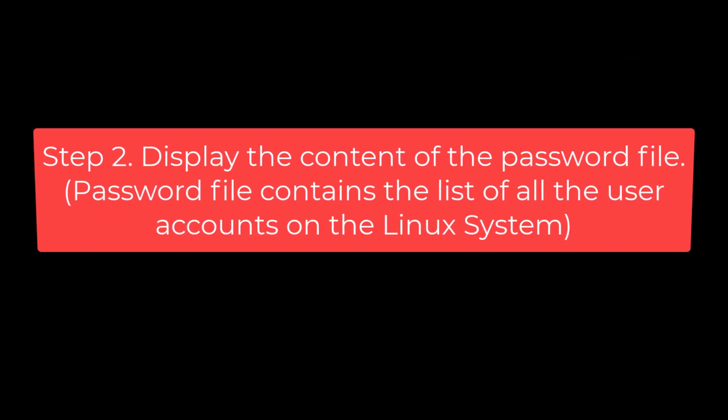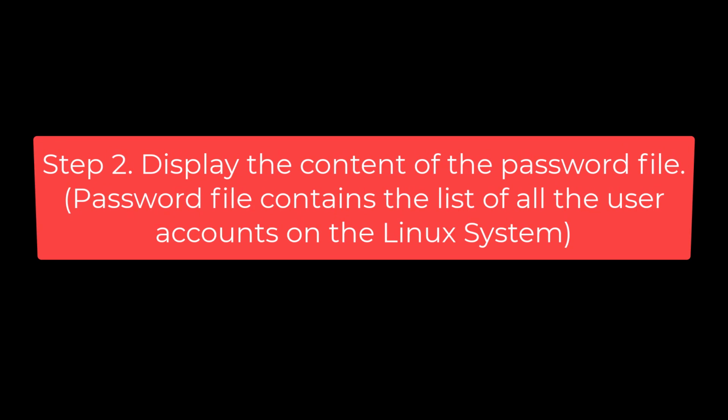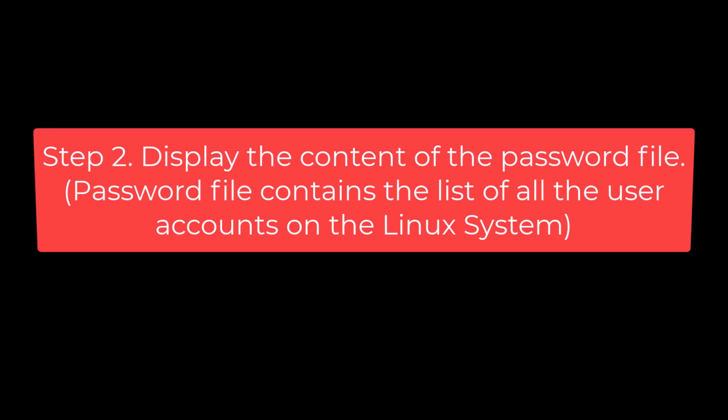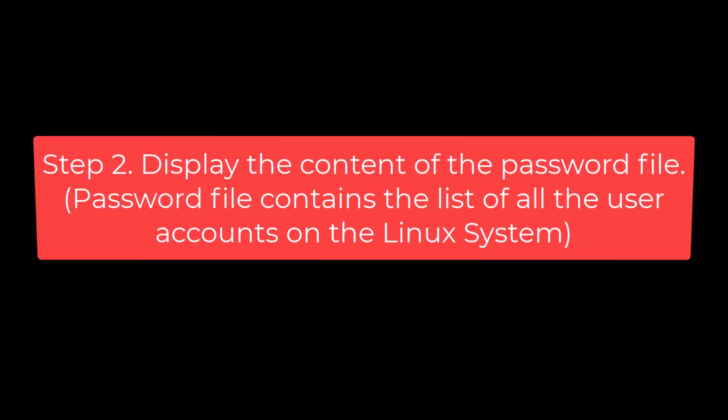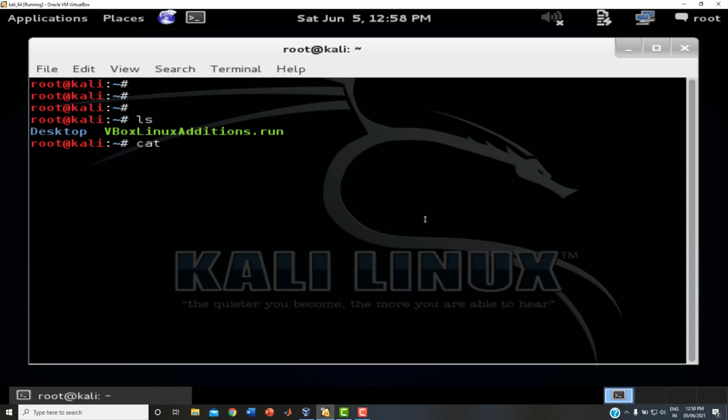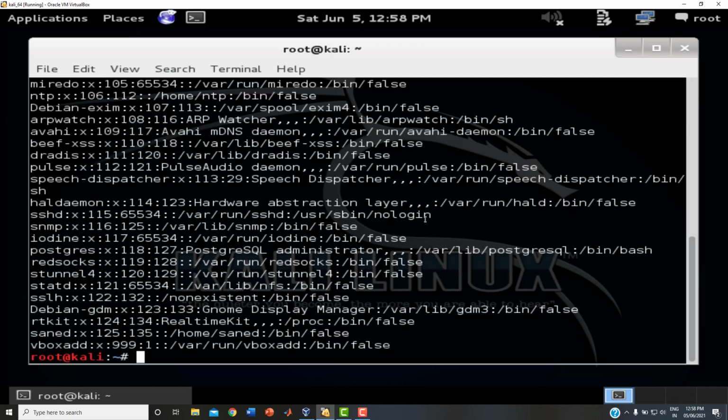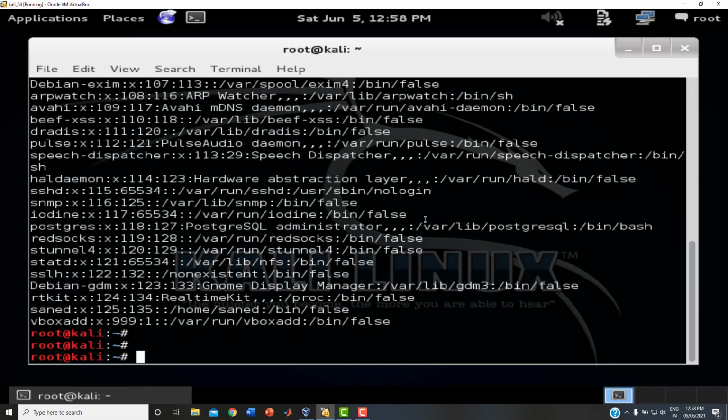Step 2. Display the content of the password file. The password file contains the list of all the user accounts on the Linux system. So the command is cat /etc/passwd. etc is the name of the folder, in which we have a file passwd. So this is the content of the password file.